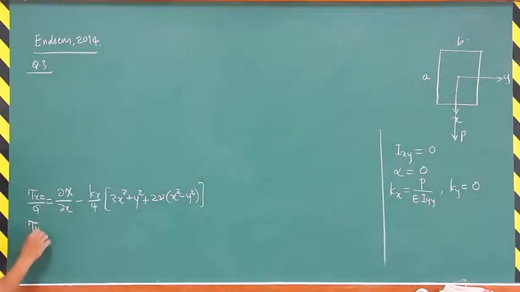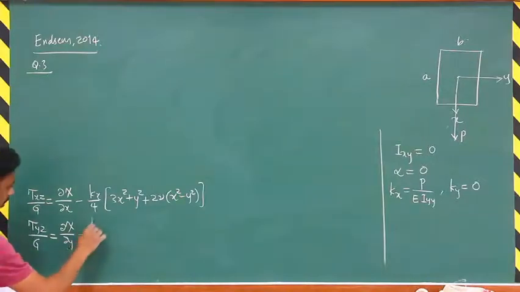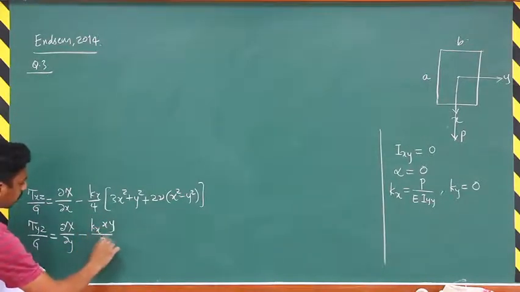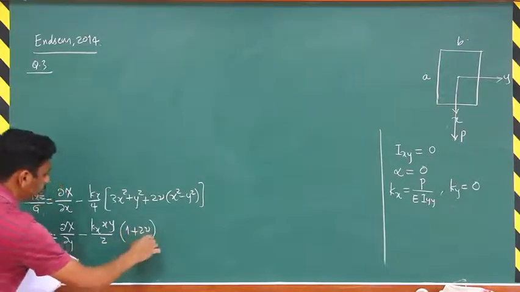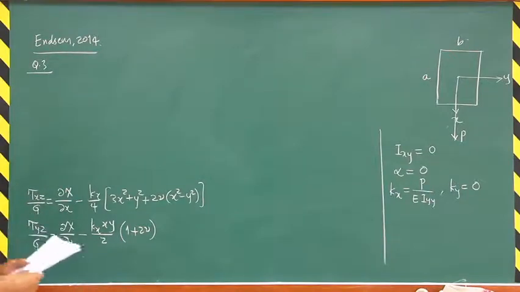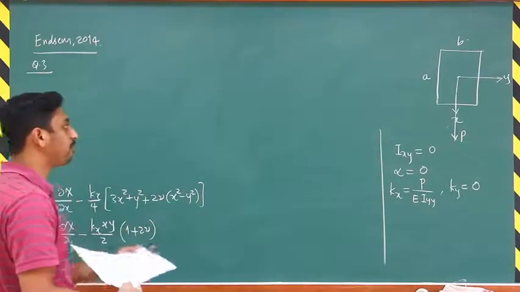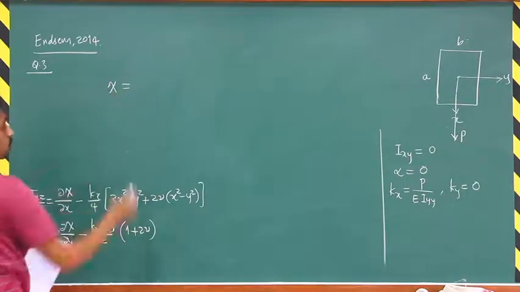And tau yz upon G is given by del chi over del y minus kx times xy upon 2 times (1 plus 2 nu). So these are the expressions for tau xz and tau yz. Now we have to make a choice of this chi expression based on the problem. So we have been given two chi equations. So let's write the first two chi functions.